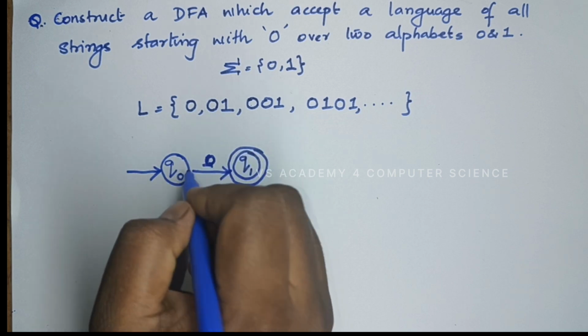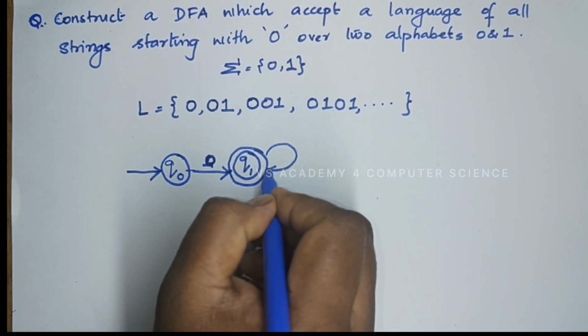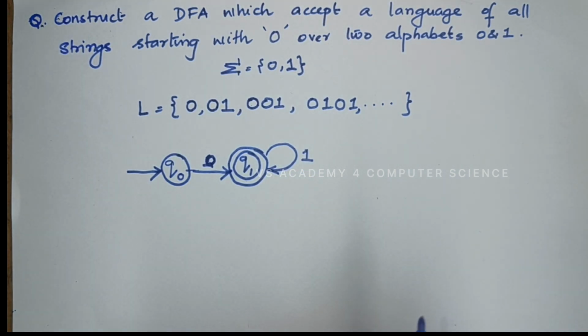Then if the next input is 1, the 0 we already have and 1 should be accepted. So I am giving a self loop.